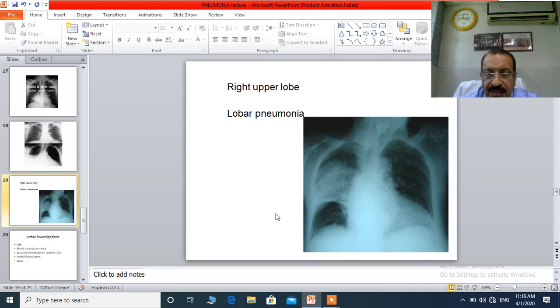Now, this X-ray again shows an area of consolidation. If you examine this patient, definitely there will be decreased chest movement on this side. The trachea might be central and the apex beat may be normally placed, but on this area on auscultation you will find bronchial breathing and increased vocal resonance.